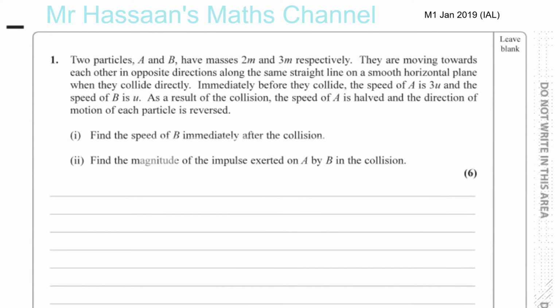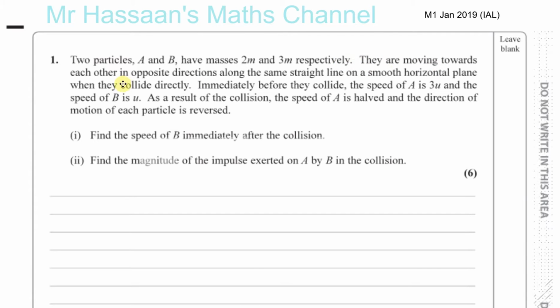Okay, so here we have question number 1 from the Mechanics 1 paper from January 2019, International A-Level EDEXCEL. Question about momentum, it seems. Two particles A and B have masses 2m and 3m respectively. Respectively means in that same order. A is 2m and B is 3m. It's got nothing to do with respect.